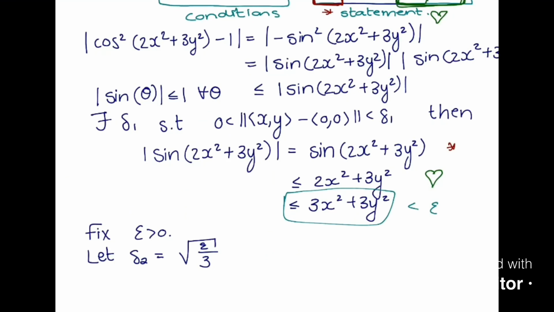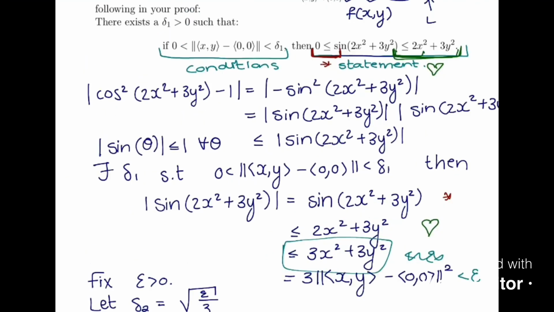Oh, sorry, I missed a step. This should be equal to 3 times the norm, because it's easier to see it from there. This will be the norm squared, and we want this to be less than epsilon. Well, it's essentially the same, but if this is delta, how can we maneuver it so that this is strictly less than epsilon? And now we have to pick our delta in such a way that our condition still holds.